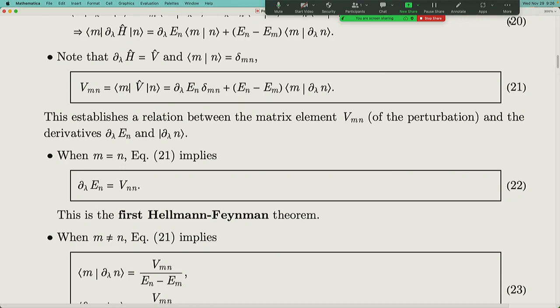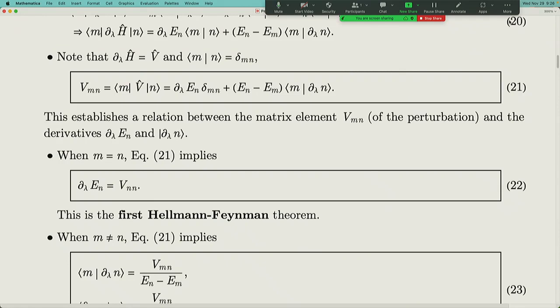And then for the first part, this first order derivative of the Hamiltonian is simply the V operator. And the V operator, if you sandwich it between the n and m basis states, simply takes out the corresponding matrix element Vmn. So this is an expression that tells us how Vmn is related to the first order derivative of energy times some delta symbol, plus the energy difference times some first order derivative of the state.